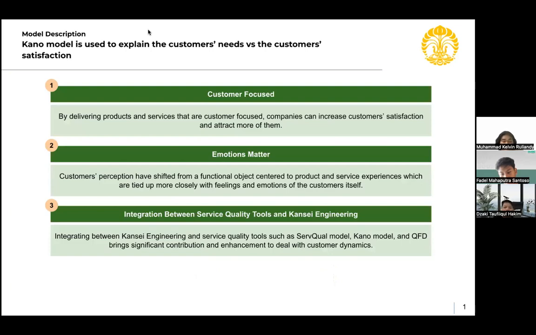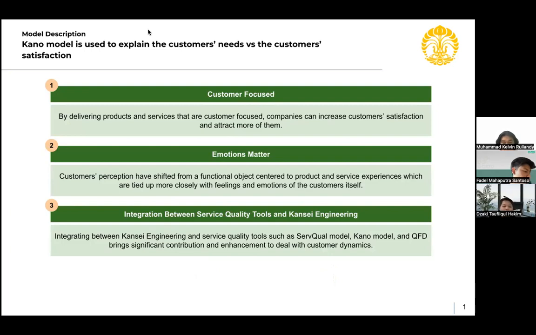Okay, so here there are three main lessons that we have learned from our paper research. The first one is about customer focus. By delivering products and services that are customer focused, companies can increase customer satisfaction and attract more customers, such as what the paper suggests about elegance in the hotel industry.